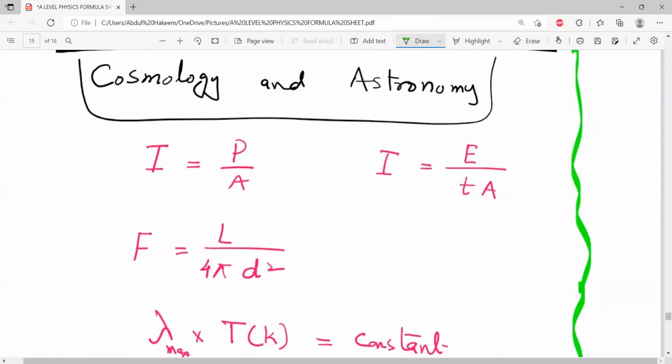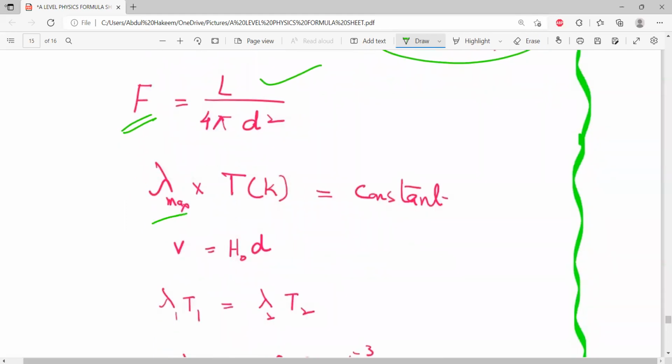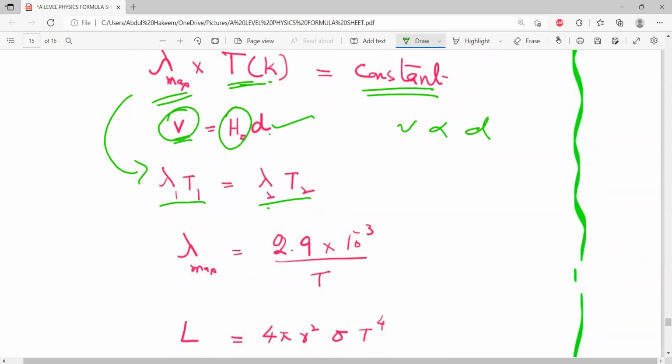And the next, cosmology. Intensity is power divided by area, energy divided by time divided by area, and then flux, meaning intensity, is luminosity divided by 4 pi d square, where d is the distance. And then lambda max multiplied by temperature in Kelvin is a constant, and v is equal to H naught d. This H naught is Hubble's constant. v is the recession velocity. It depends on the distance, meaning v is directly proportional to d. So from this, we can write lambda 1 T1 is equal to lambda 2 T2, and lambda max is equal to 2.9 into 10 power minus 3 divided by T. So the product of these two is this constant.